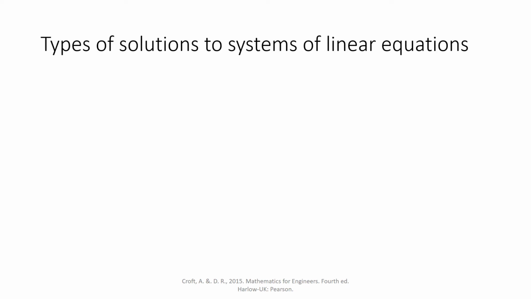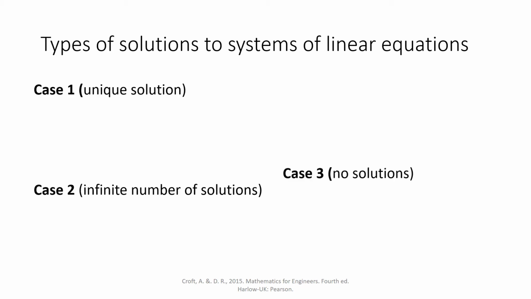Now, types of solutions to a system of linear equations. There are actually three types of solutions. First, unique solution. Unique means there will be only one answer, one solution. Infinite means there are a lot of solutions, and no solution means nothing.